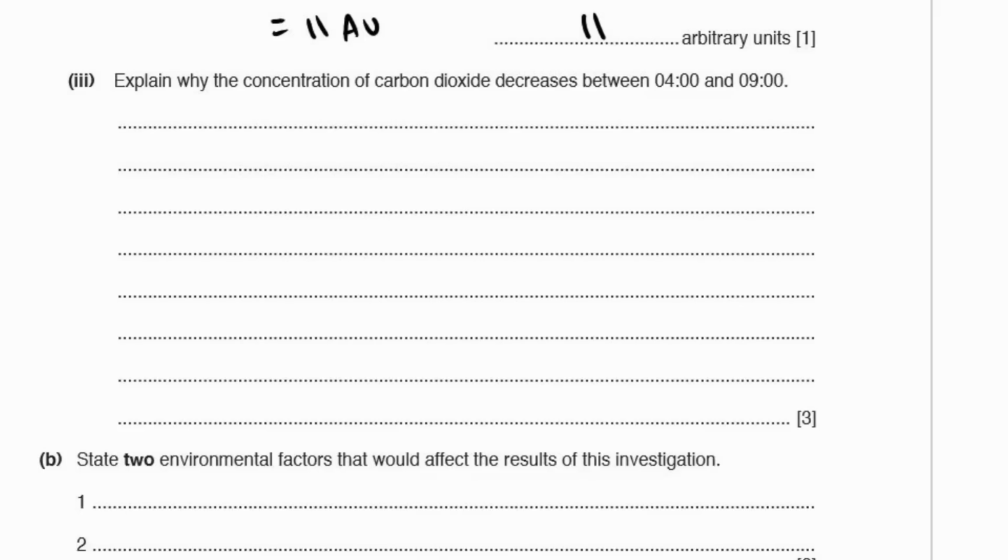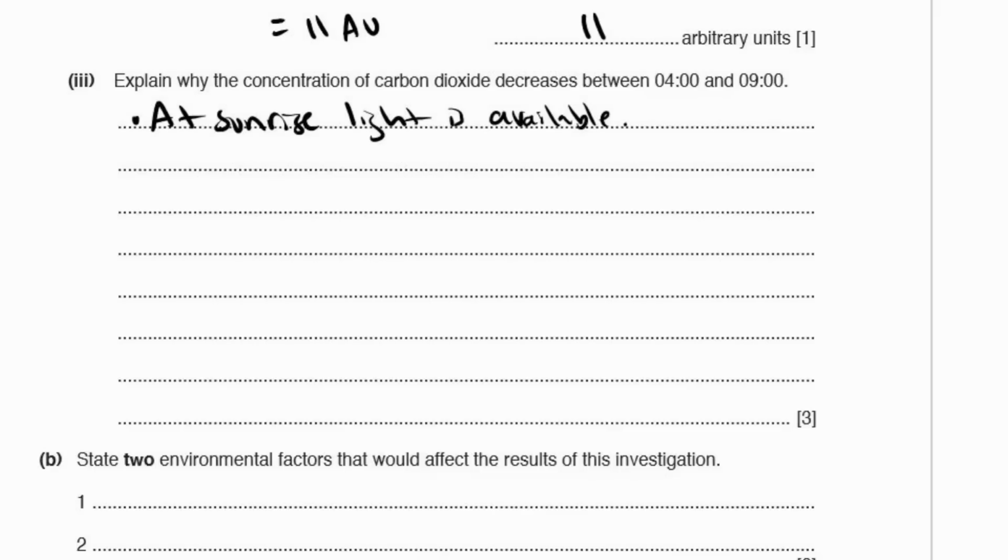3. Explain why the concentration of carbon dioxide decreased between 4 a.m. and 9 a.m. Well, the reason why is because that was when sunrise happened, and at sunrise there's light. When there's light, there's photosynthesis. When there's photosynthesis, that uses up the carbon dioxide and produces oxygen. So the respiration that's occurring, because respiration and photosynthesis happen at the same time, what's happening is that photosynthesis is using up more carbon dioxide than the respiration is producing.